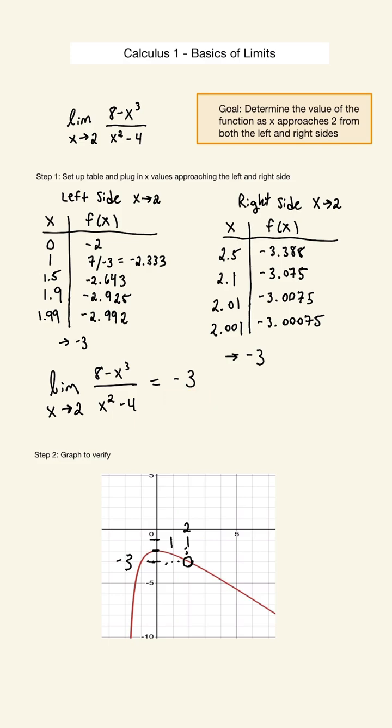Another way to visualize this limit is to graph the function. So you can see here we have the graph of this function. And as our x values slowly approach 2 from the left-hand side, you can see our graph slowly approaches -3, or y is equal to -3. And as our graph approaches x values towards 2 from the right-hand side, you can see the graph is slowly converging and approaching y is equal to -3.